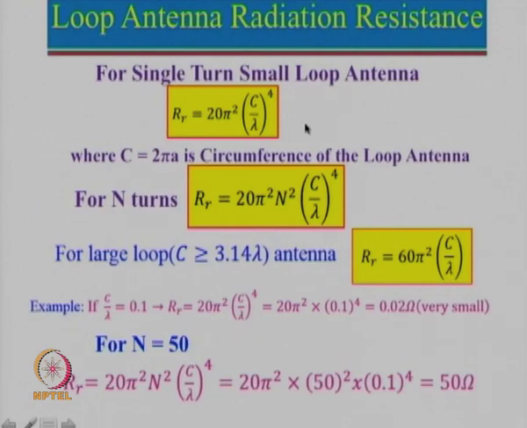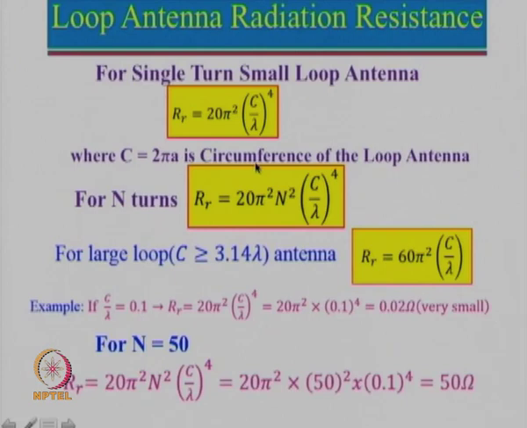Now please recall, for a small dipole antenna, radiation resistance was 20 pi square (L by lambda) square. Here the difference is, it is to the power 4, but this is for a small loop antenna, where C is the circumference. Circumference is nothing but 2 pi A, which is also equal to pi D.